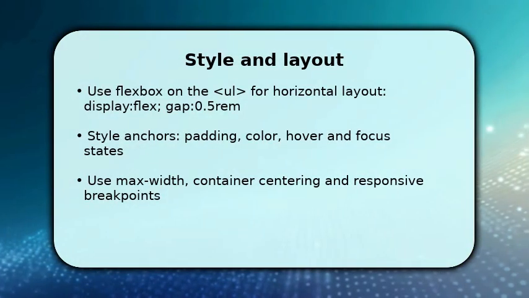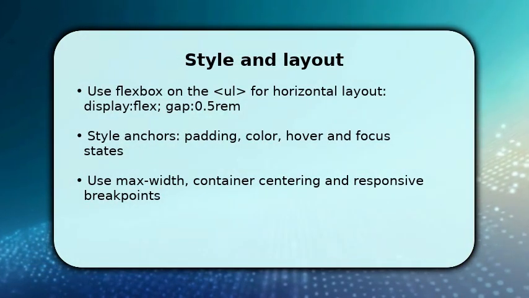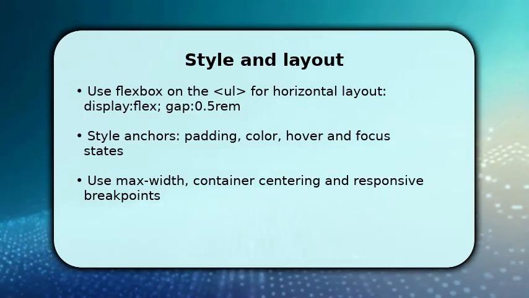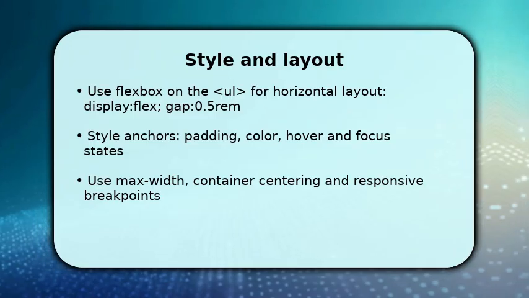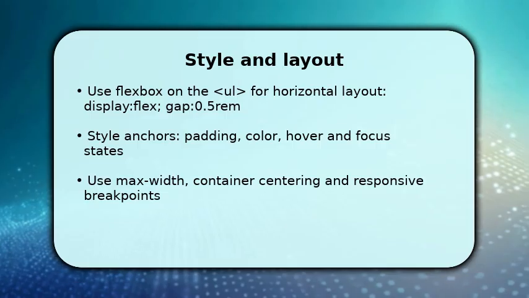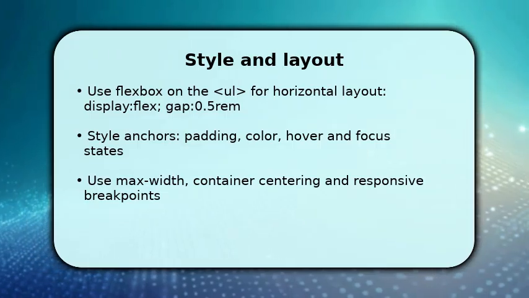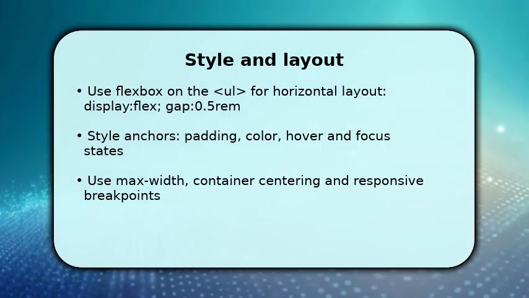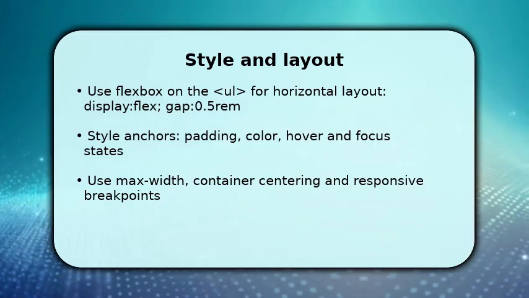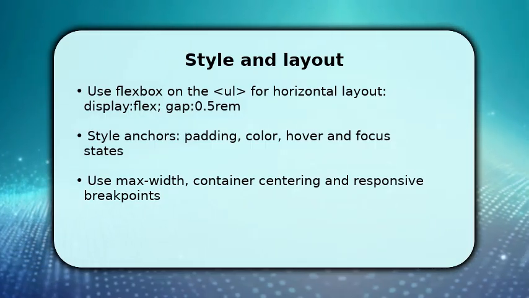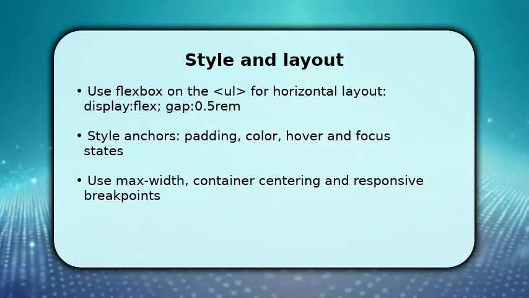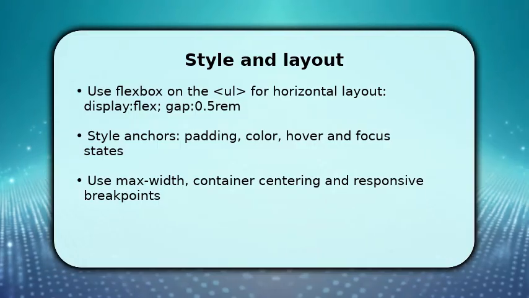You'll convert that list into a usable bar by applying CSS. Set the UL to display flex to align items horizontally, and use gap for spacing. Then style anchors with padding, color, and clear hover and focus states so keyboard users see focus rings. Once done, constrain the nav with max width and center it for layout consistency, and add a media query that stacks the menu at small widths. These steps make the nav resilient and visually consistent across viewports.